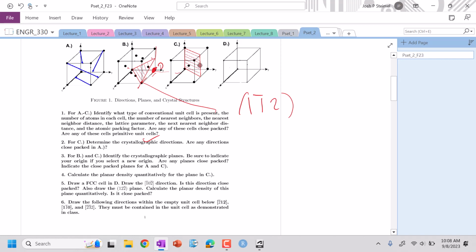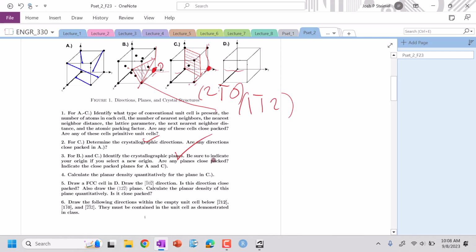What about here? Same thing. I'm going to set up my new origin here. What's my x-intercept? A half, which is going to be 2. My y-intercept is minus 1. And z-intercept, nothing. It's infinity. Bang. Be sure to indicate the origin you select.